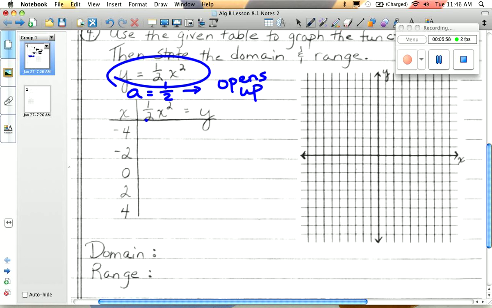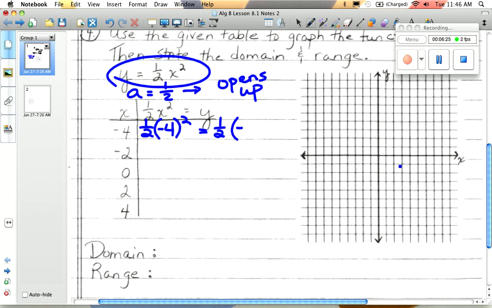So 1/2 times -4, and that -4 has to be squared. What comes first in order of operations? Would we take half of -4 first? No. Or would we square that -4 first? We need to square that -4 first, don't we? So we're going to say, okay, well, 1/2 of what? What is -4 squared?